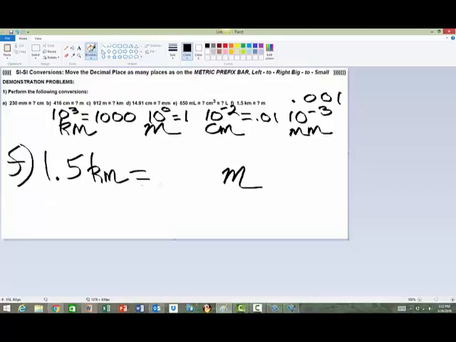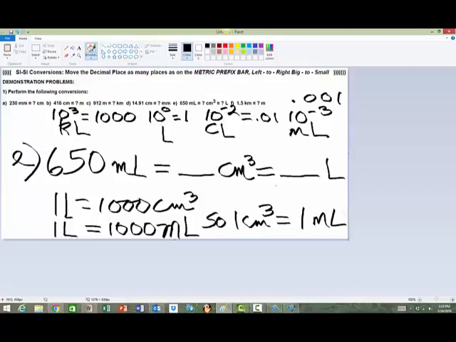Skip to part F. 1.5 kilometers is how many meters? We locate kilometers on the metric prefix bar. We see that meters is to the right, or smaller, so the decimal place must go right. How many places? 10 to the third or 1,000 is 3 decimal places to the right. Therefore, 1.5 kilometers is 1,500 meters.